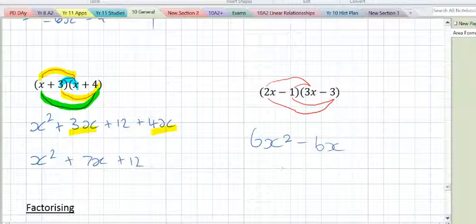Now, minus 1 times 3x. What is minus 1 times 3x? Minus 3x. So that's what you write next. Minus 3x. Good. And then minus 1 times minus 3. Is it minus 3? No, it would be a plus. Why? Because a negative and a negative make a plus. Good. So it becomes a positive.